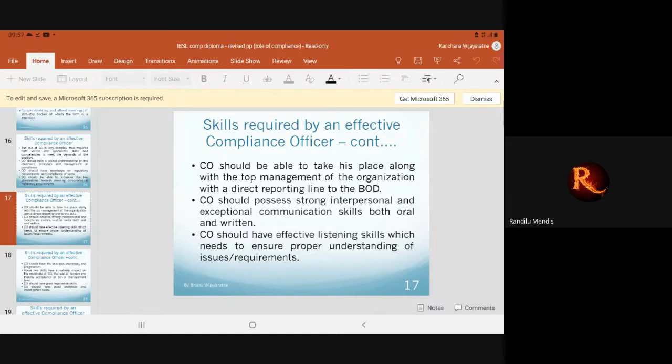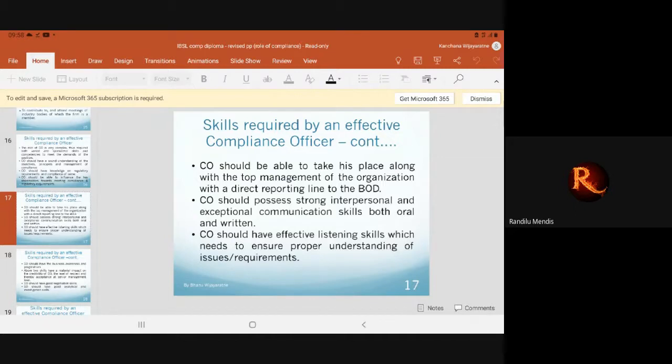So the CCO should be able to take a place along with the top management. Because if you are not recognized within the organization, and don't have the required level of seniority and acceptance, it can be a difficult task for you to influence and sit along with the top management. It can be a totally different way that you want the bank to do business now. But if you don't have the skill of presenting, the skill of winning the hearts and minds of the people, you might not be able to produce it, right? So, with a direct reporting line.